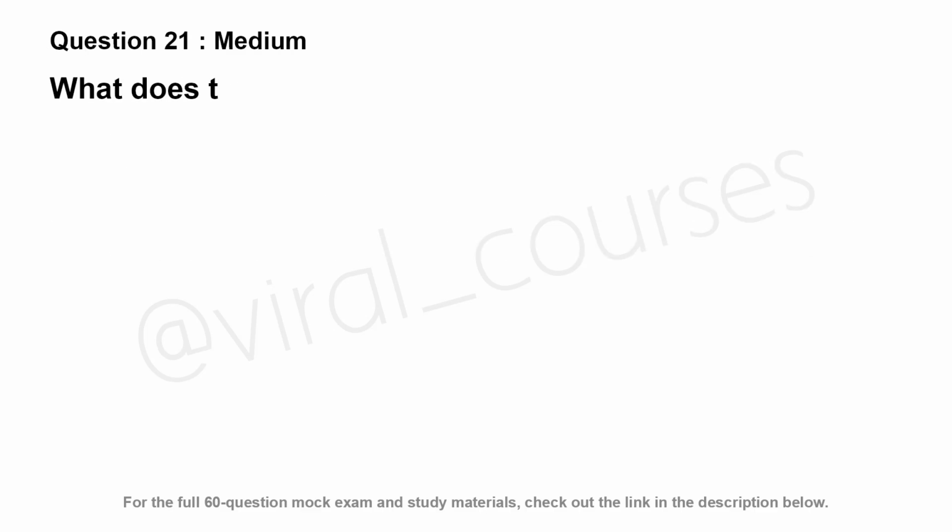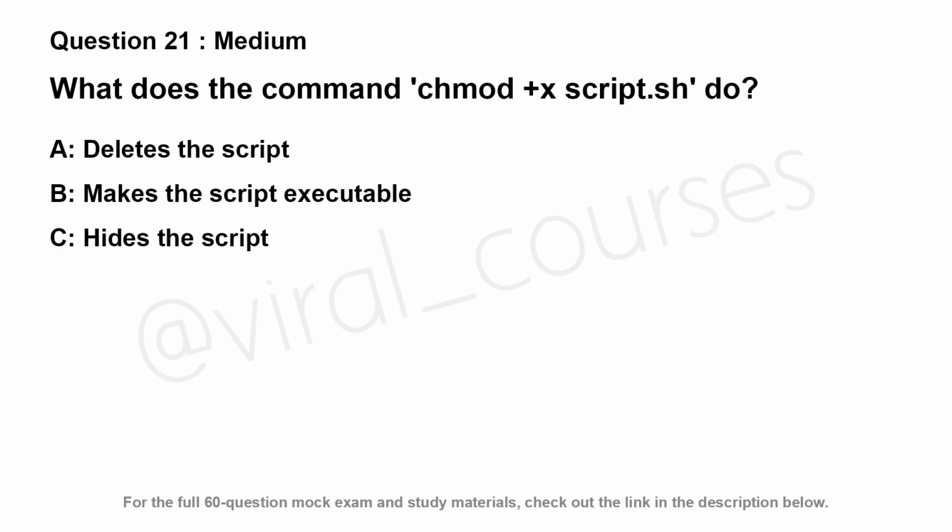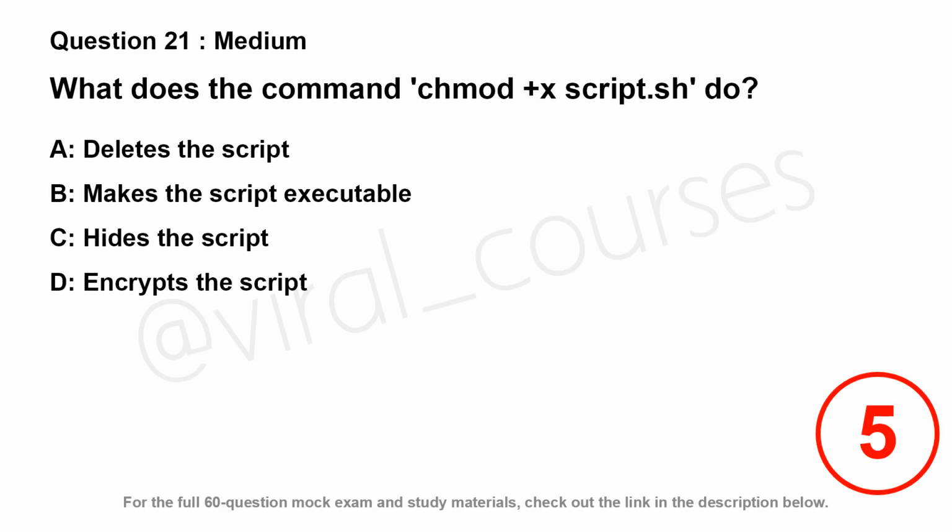What does the command chmod +x script.sh do? Option A, deletes the script. Option B, makes the script executable. Option C, hides the script. Option D, encrypts the script.